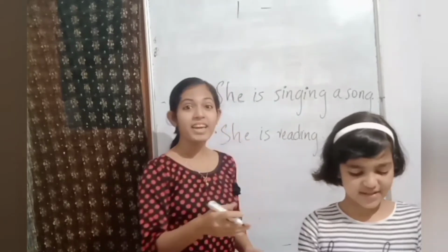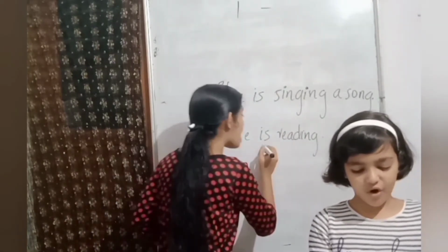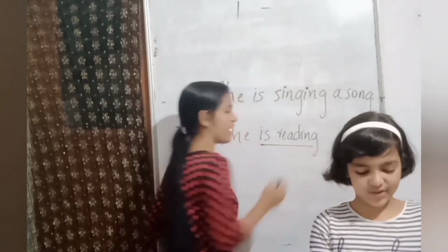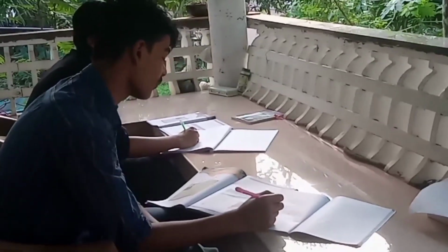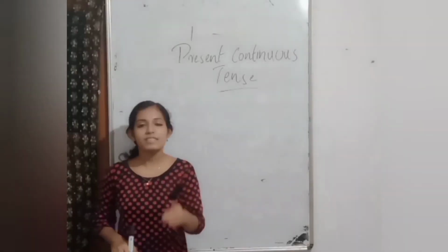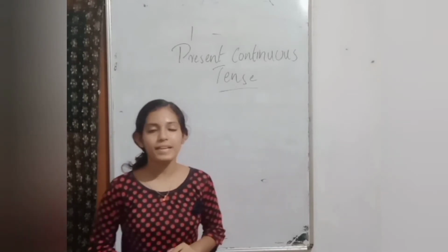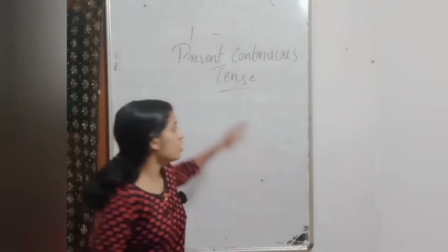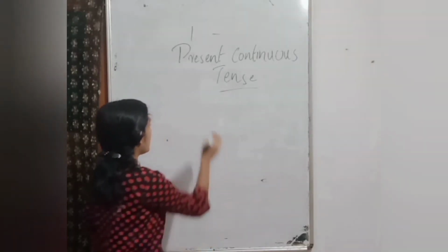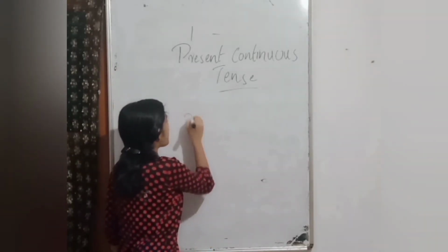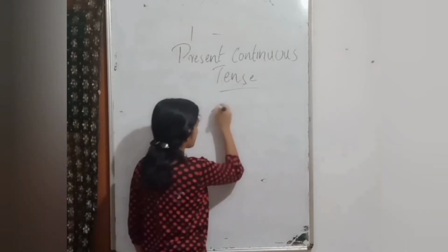She is reading English. Now she is reading. They are writing. What are they doing? They are writing. We have seen one use of present continuous tense. It is also used in two other ways. Which are they? To show temporary actions.